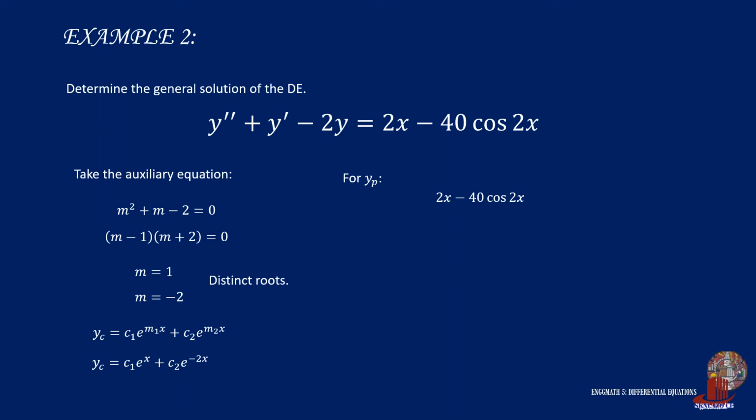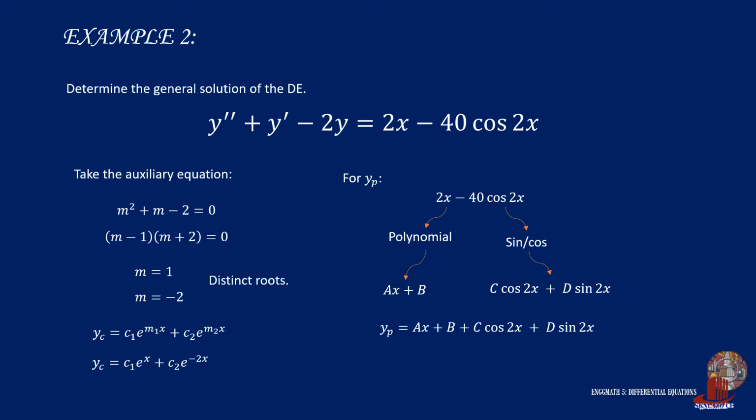Then yp considers 2x minus 40 times cosine of 2x. 2x is a polynomial which would require ax plus b. And then it is combined with negative 40 cosine of 2x, which is trigonometric, asking for the pattern c times cosine 2x plus d times sine of 2x. Combine all the terms to form yp.